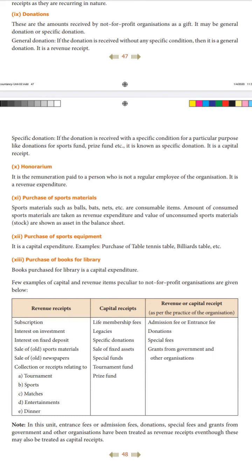And the last one is books for library. So once we buy the books, that is it, right? Again, we may buy different books, not the same book. So automatically this also will come under the capital expenditure.